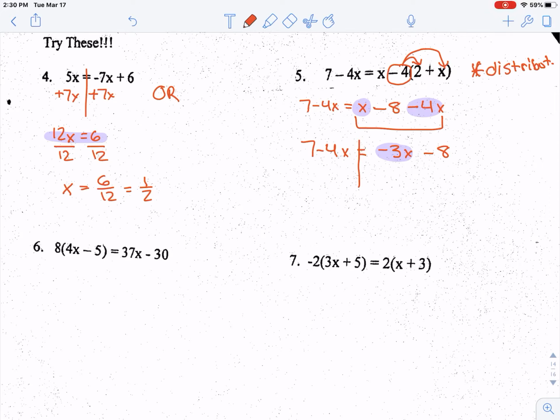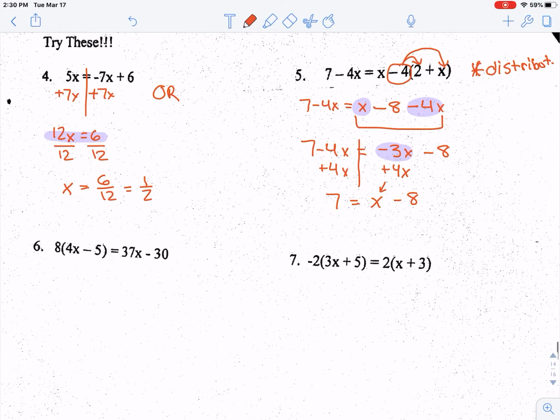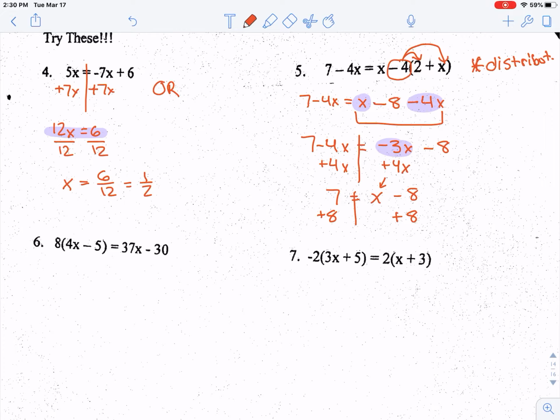So now that we have all of that simplified as much as we possibly can, that's when we start combining, moving our variables to one side and our numbers to another. I'm going to personally choose to do plus 4x, but again, you could have done plus 3x on both sides, but you would have a negative variable. So if I do that, I get 7 is equal to just an x minus 8. Remember, negative 3 plus 4x just results in 1x. And then again, to finish up my problem, how do I undo subtracting by 8 on that side? I add by 8 on both sides. So I should get 15 is equal to x here.